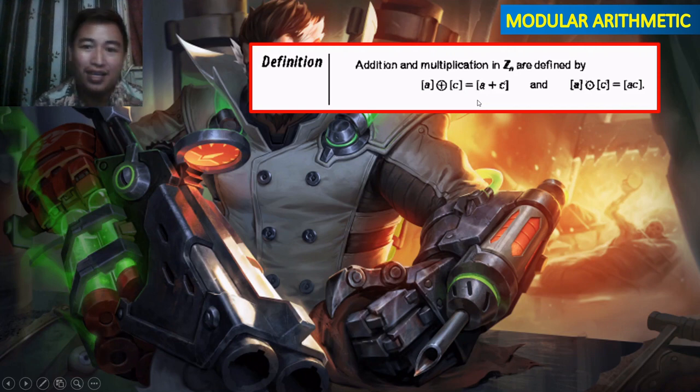Remember earlier: two equivalence classes, when we add them, equal the class of A plus C. And their product class, with the circled dot, is the class of AC. So A and C are multiplied inside.